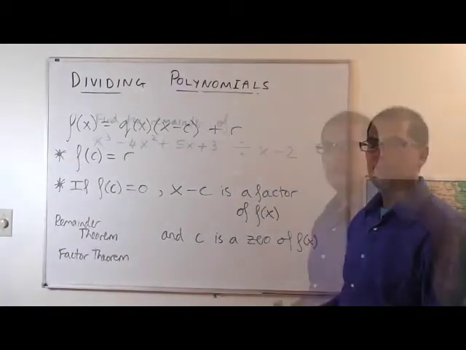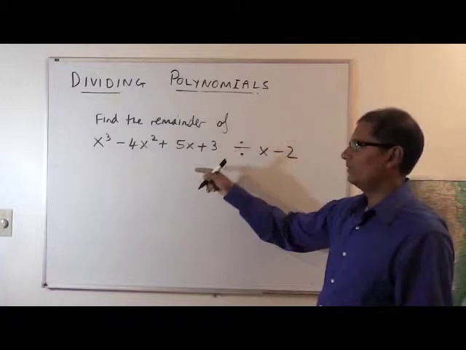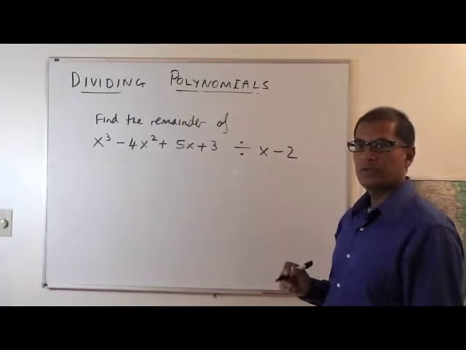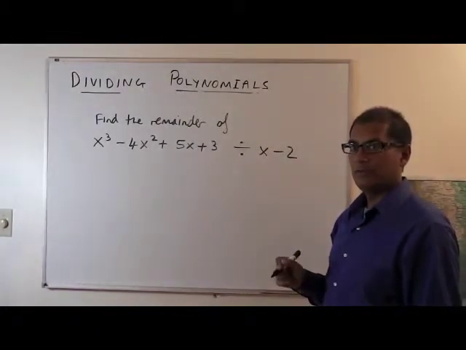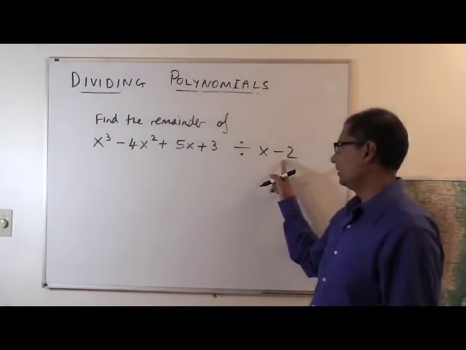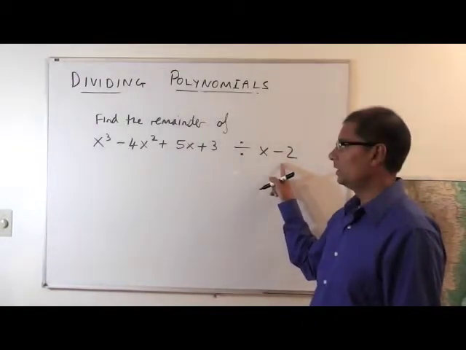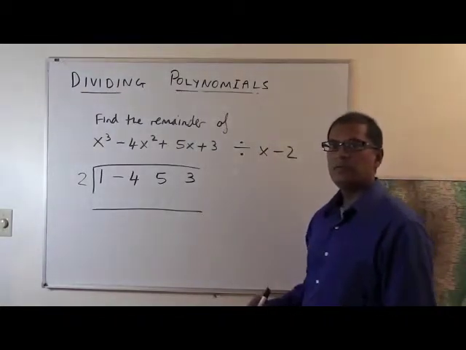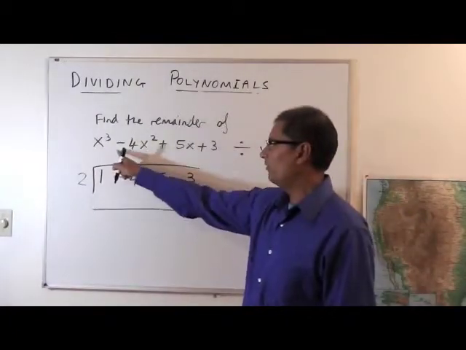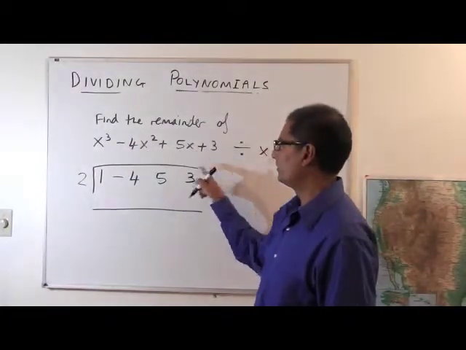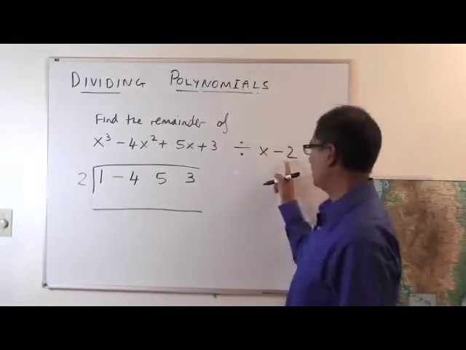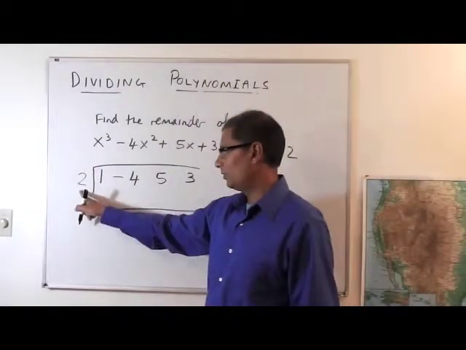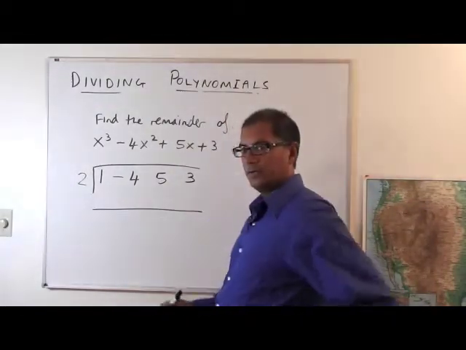So let's apply these. This question asks you to find the remainder of this division, x cubed minus 4x squared plus 5x plus 3 divided by x minus 2. First I'm going to do synthetic division to show you, and then we're just going to plug in the opposite sign of this number, 2, into my function and find the same remainder. Using synthetic division, the first thing is you write the coefficients of your polynomial, 1, negative 4, 5, and 3, in descending order, and then take the opposite sign of negative 2, which is 2, and that's what you're going to divide into your polynomial synthetically.